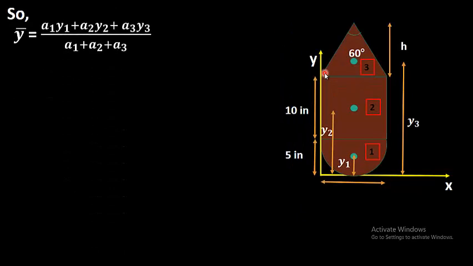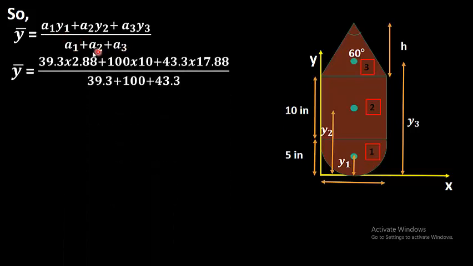The formula we mentioned in the first slide, that I told you to remember, was y dash is equal to a1 y1 plus a2 y2 plus a3 y3 divided by a1 plus a2 plus a3. By putting the values of all these constants, that is a1 we have found in the previous slide, and y1 we have also found, now by putting these values one by one, we will get y dash.